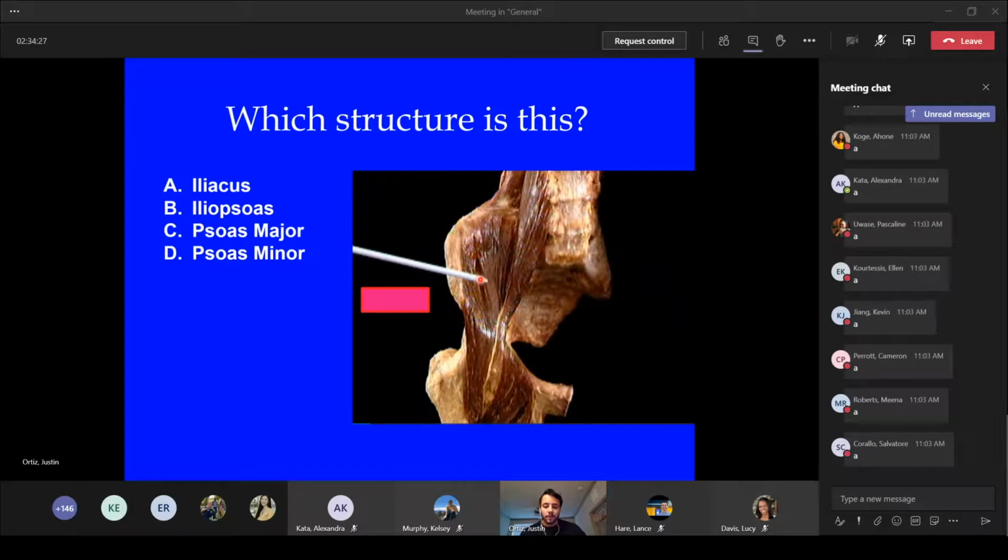Okay. So yes, it's going to be your iliacus. This is going to be your iliacus muscle. This right here would be your psoas major, right? So this would be your psoas major, and this would be your iliacus muscle, right? So yes, really good job, y'all.